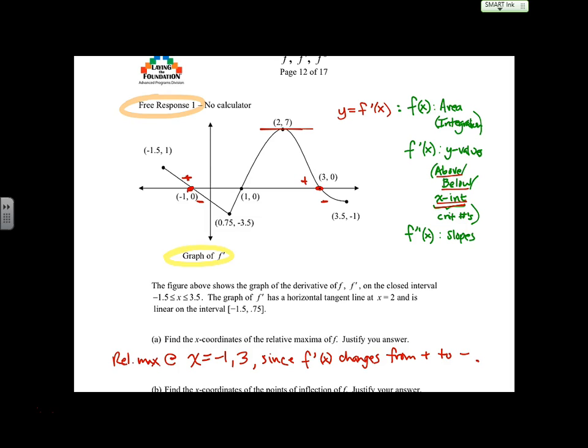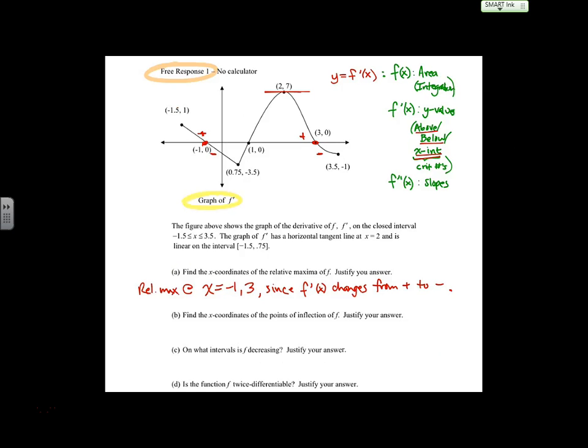So then letter B, when it asks for from this graph, where are there any points of inflection? Points of inflection, sign of who changes? F double prime. And how do I think about F double prime in this graph? Where are the slopes going to change signs? AKA, where is F prime going to change directions? 0.75 and 2. Points of inflection at 0.75 and 2.